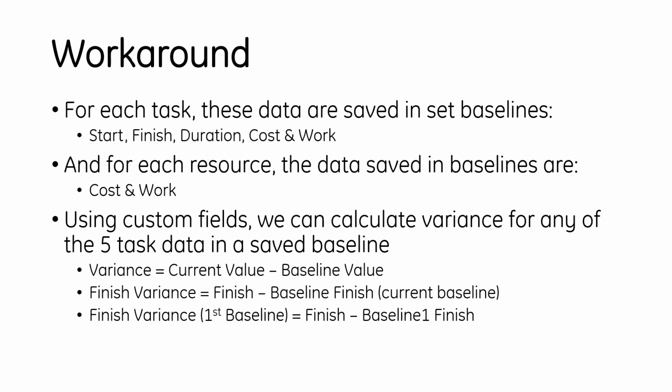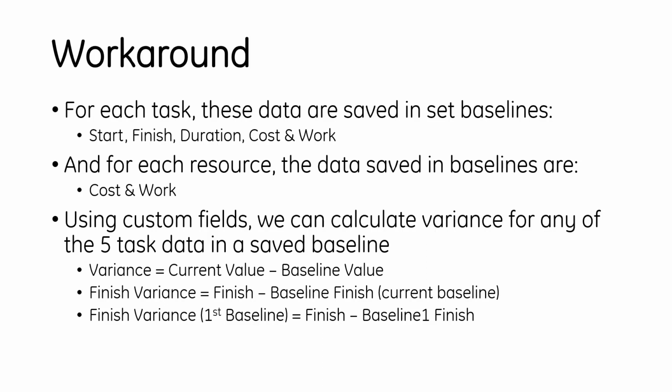In Microsoft Project, variance is equal to current value minus baseline value. So for each of these 5 fields, start, finish, duration, cost, and work that's saved, this is what you want. For variance, you just do the current value of any of them against the baseline value, the baseline you're interested in. So in Ravi's case, the finish variance will be finish date minus baseline finish, and the baseline finish being the current baseline finish date.